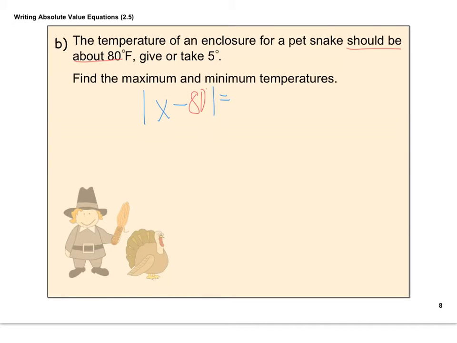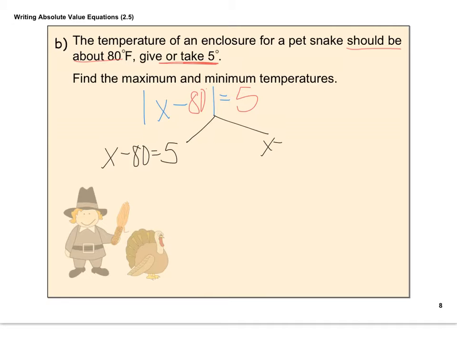That give or take indicates that this is where it could change. It could be 3 degrees warmer, 2 degrees colder, still okay. So that means that 5 goes on the outside. Here's our equation. To find that maximum and minimum temperature, basically what that means is solve the equation. So maximum and minimum means to solve. So we'll split it apart, pretending what's inside is a good thing, so it's a positive 5.